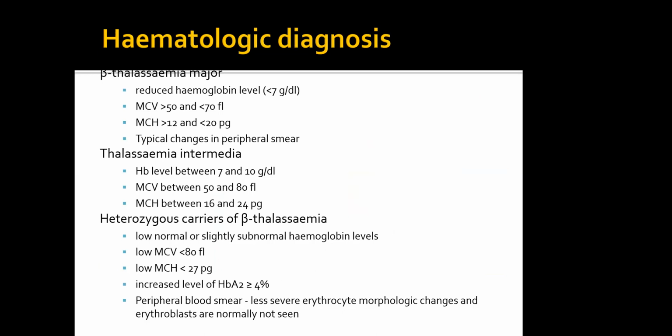You can call them thalassemia minors, thalassemia traits, or heterozygous carriers for beta thalassemia. They're all indicating the same thing. They have low or slightly subnormal hemoglobin levels and microcytic hypochromic anemia. But the differentiation is that their HbA2 levels should generally be more than 3.5 to 4%. And your peripheral smear will show erythrocyte morphological changes, but not erythroblastoid changes.